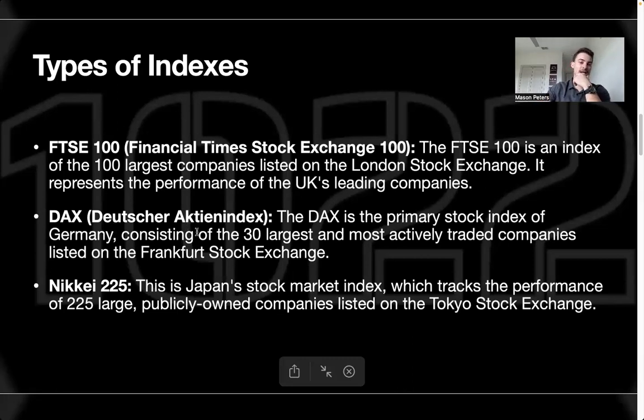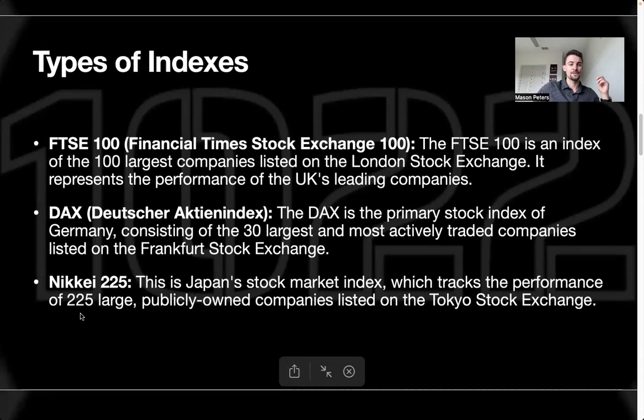Deutsche Aktien Index. Something like that. I'm close. I'm learning my German. The DAX is the top 30 largest companies in the Frankfurt Stock Exchange, Germany. Right? Big Germany. Love Germany so much. I don't know how to pronounce that either.